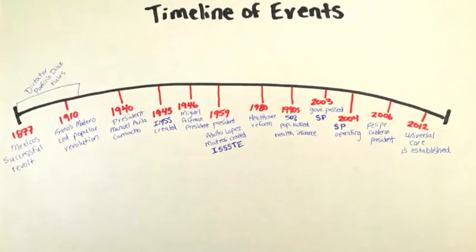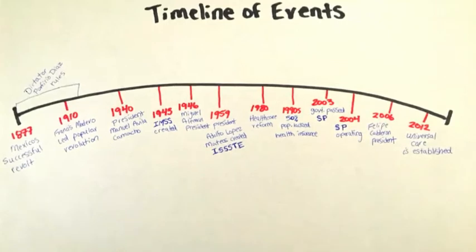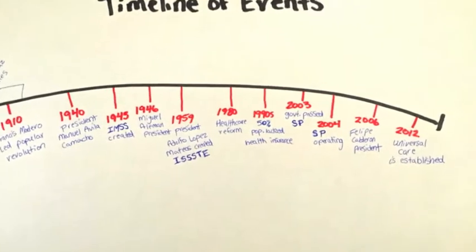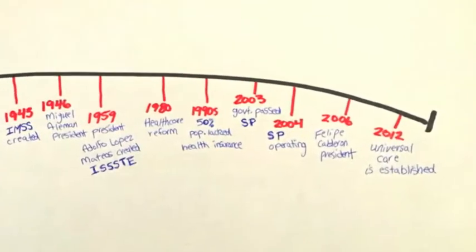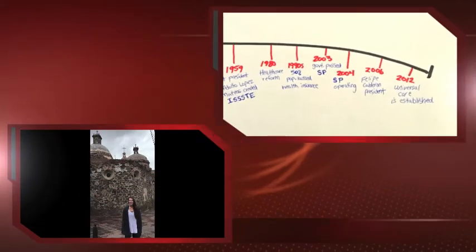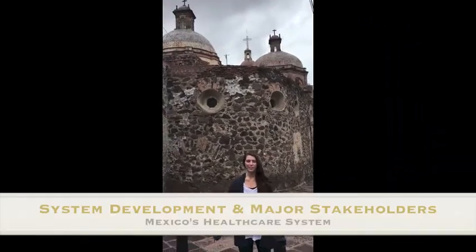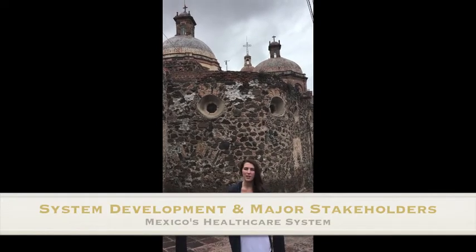As Mexico began to provide medical care, the system made use of medical and hospital infrastructure of both the state and the federal ministries of health. And by August of 2012, universal care was established. Now we will talk about factors influencing system development and the major stakeholders.